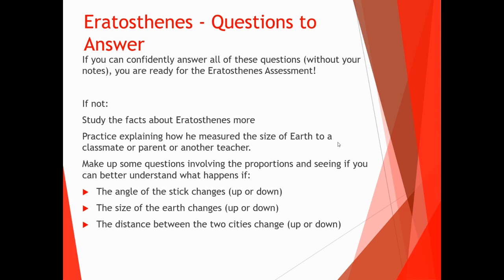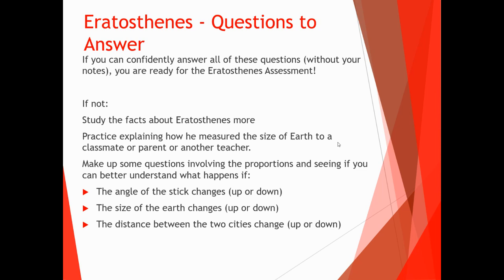Make up some questions involving the proportions and see if you can better understand what happens in any of these scenarios. The first one to think about is the angle of the stick changes. If it goes up, what happens? If it goes down, what happens? Another thing to consider is the size of the Earth. If it goes up, what does that do? If it goes down, what does that do?